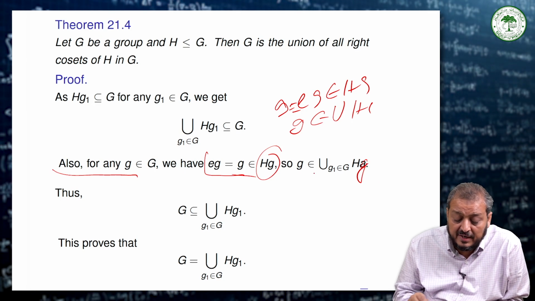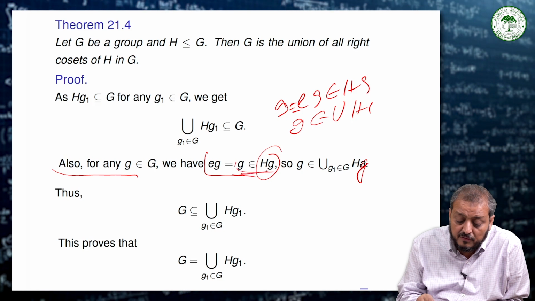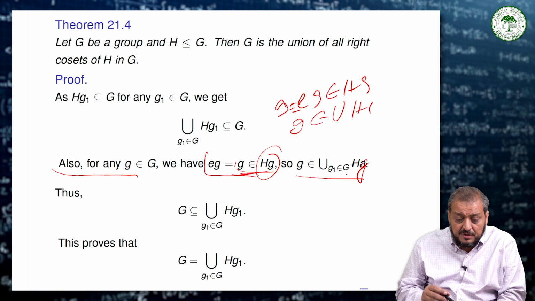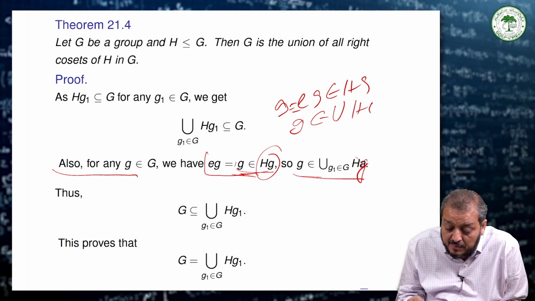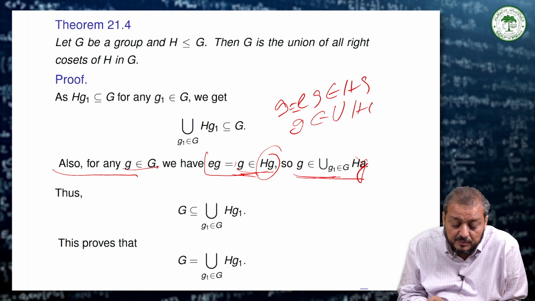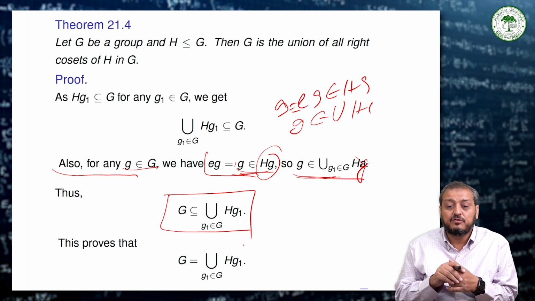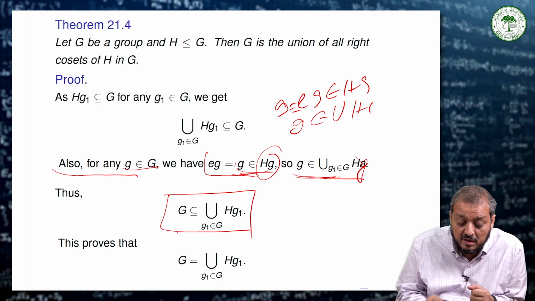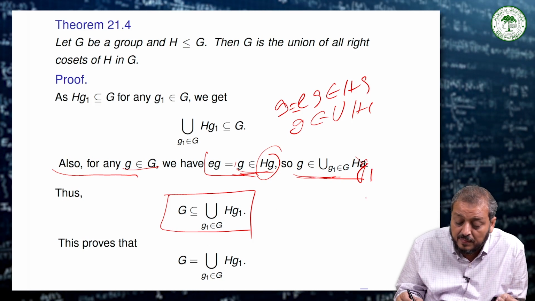So we can say that g is an element of the union of all Hg1. If g is an element of this and g is an element of G, that means G is a subset of the union of all Hg1. So this is g1, okay, this is not that.